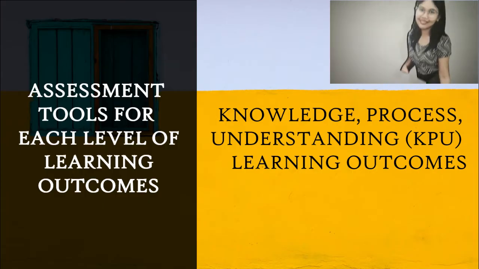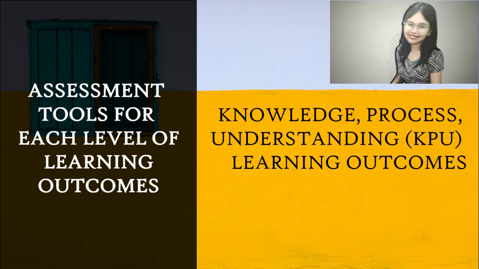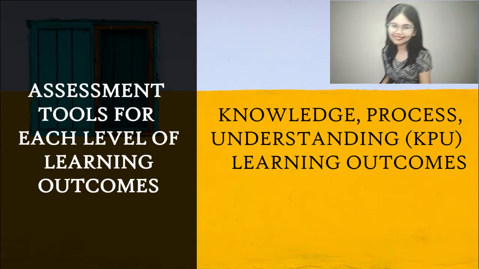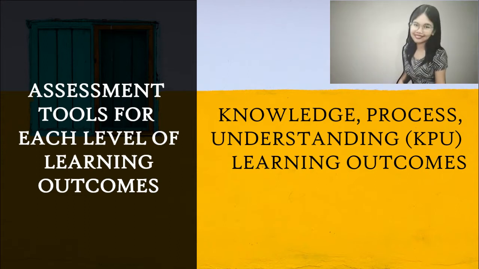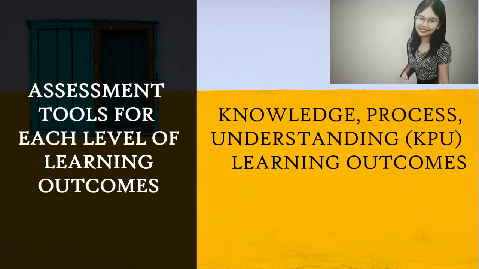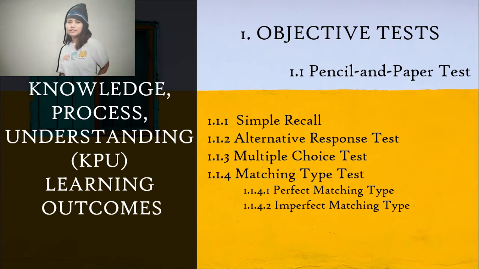The 4 levels of learning outcomes are knowledge, process, understanding, and performance. Knowledge, process, understanding, performance reflect different learning outcomes that are arranged in hierarchy or complexity. Types of tests to measure knowledge, process, and understanding.